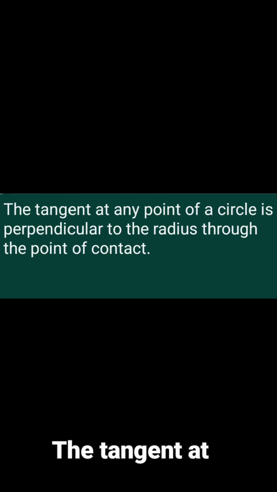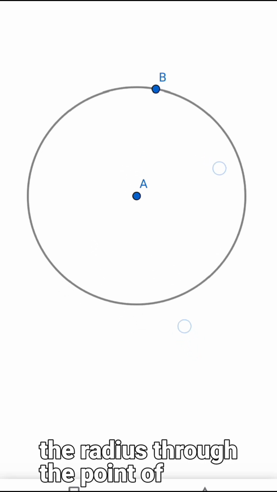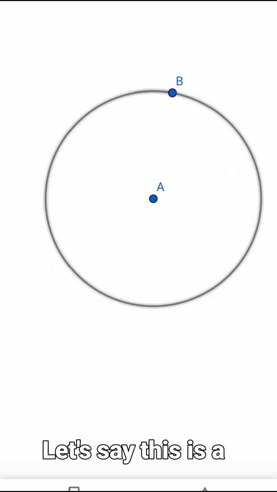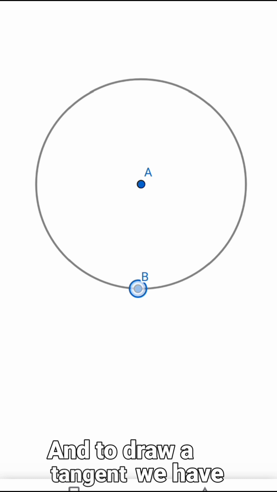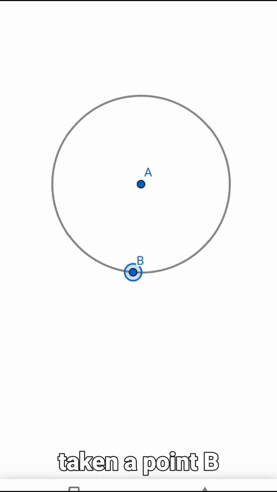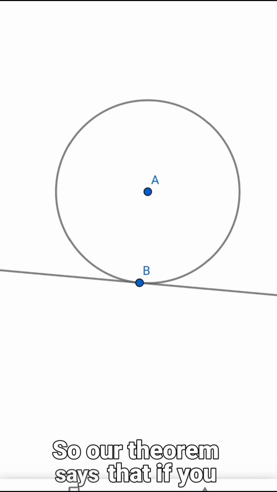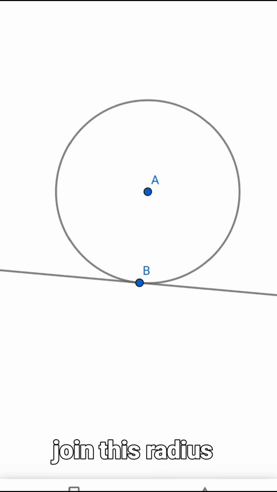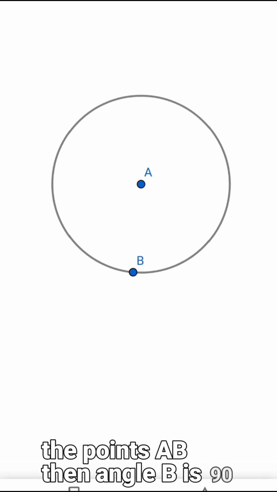The tangent at any point of the circle is perpendicular to the radius through the point of contact. Let's say this is a circle with center A, and to draw a tangent we have taken a point B. Through B this is a tangent. So our theorem says that if you join this radius through joining the points A, B, then angle B is 90 degrees.